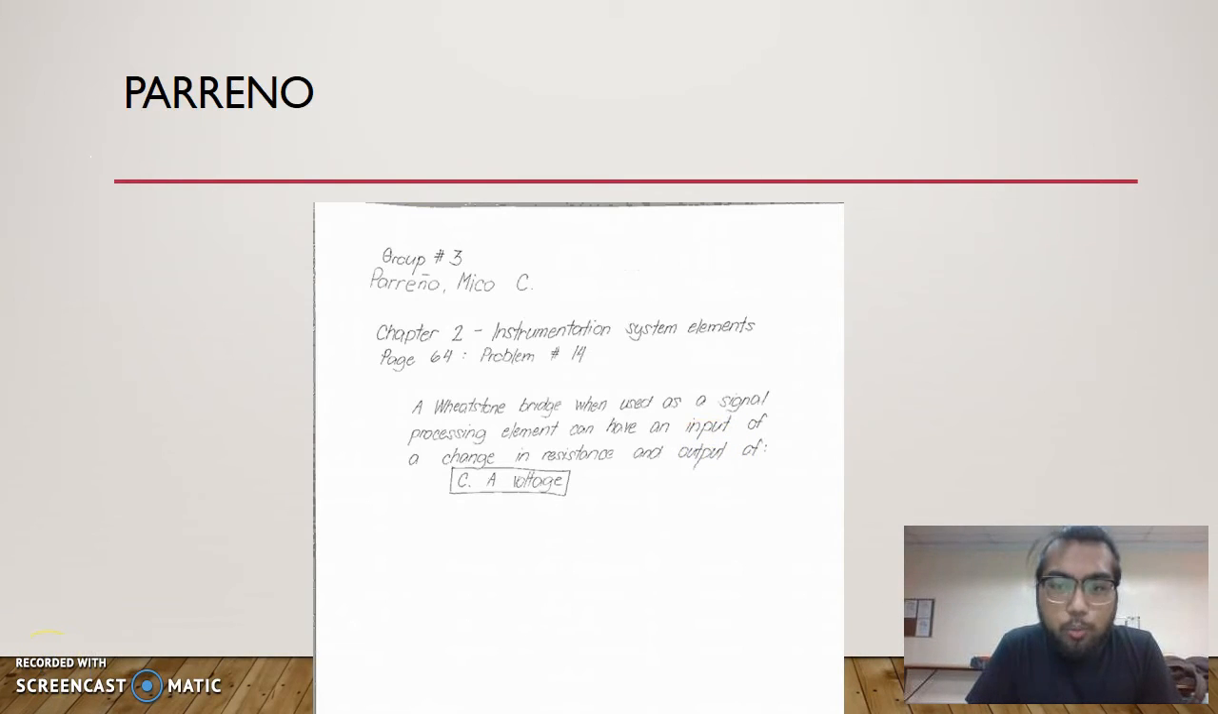A Wheatstone bridge, when used as a signal processing element, can have an input of a change in resistance and output of a voltage.